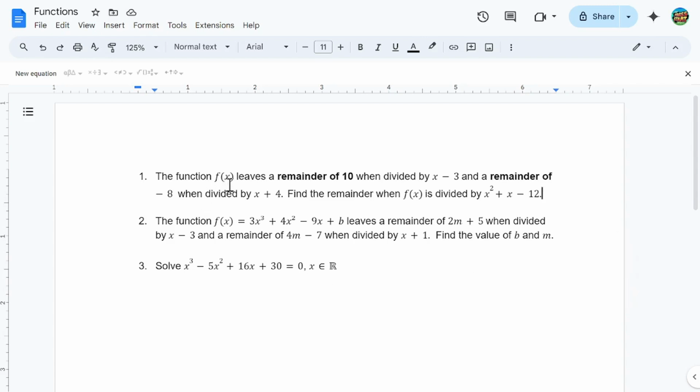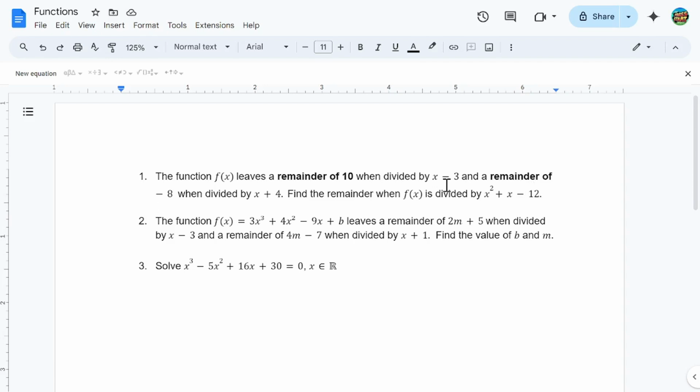The function f of x leaves a remainder of 10 when divided by x minus 3 and a remainder of negative 8 when divided by x plus 4. Find the remainder when f of x is divided by x squared plus x minus 12. In these types of questions, usually this quadratic expression given is factorizable, and the factors are in the question itself.